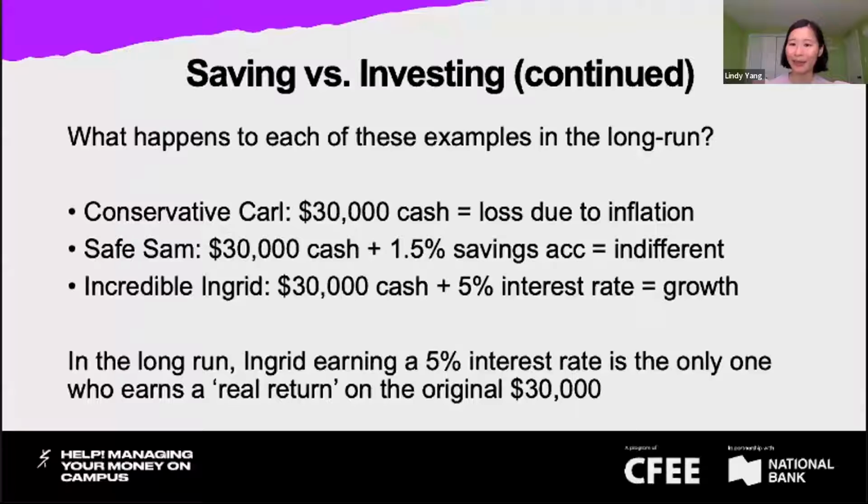Incredible Ingrid decides to put their money in an investment, earning a 5% interest rate. Over the long run, they will grow their original investment, even with inflation included. This is because inflation tends to be around 1 to 3% per year, whereas Ingrid is earning 5% interest each year. Real return refers to the return one earns after adjusting for inflation. In this example, only Ingrid is earning a real return, since the 5% annual interest rate they earn beats out the 1 to 3% inflation rate.